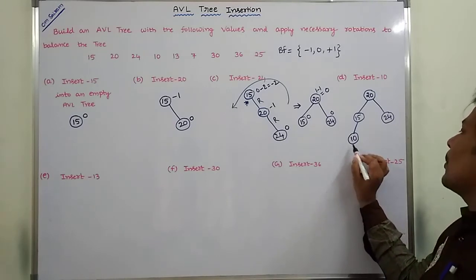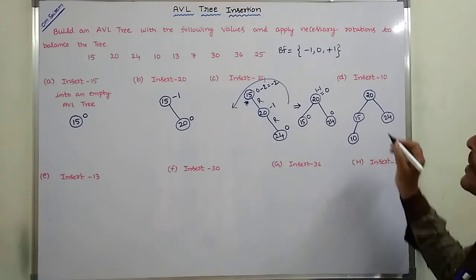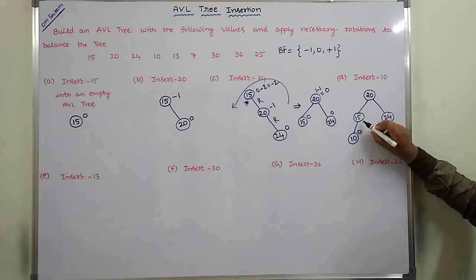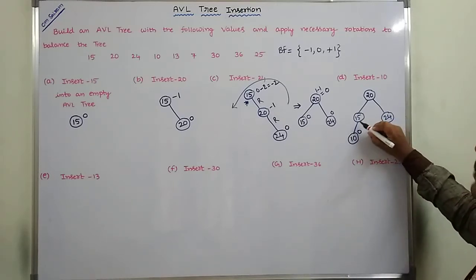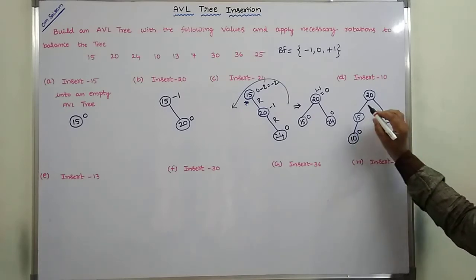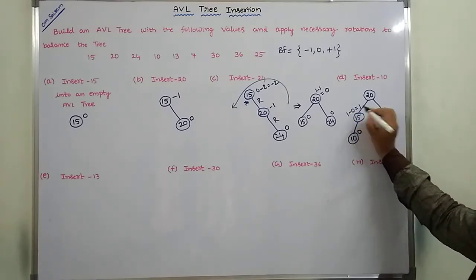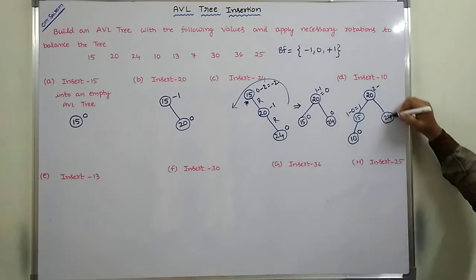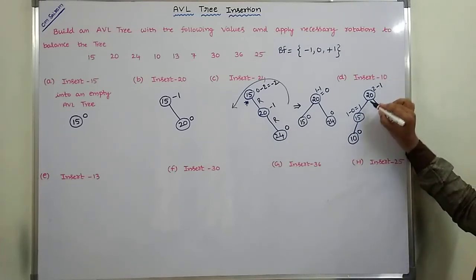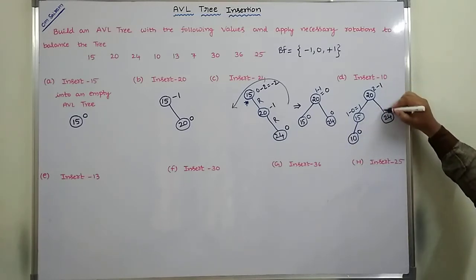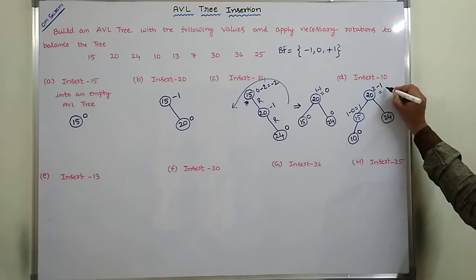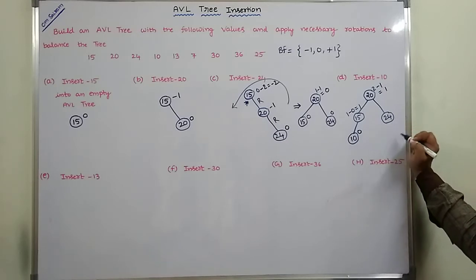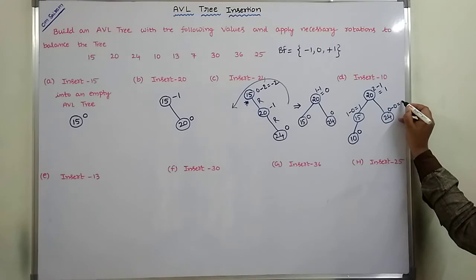For node 10, there is no left subtree, there is no right subtree. Height of left subtree is 0, height of right subtree is 0. 0 minus 0 is 0. Next, for 15, the height of the left subtree is 1 and the height of the right subtree is 0, so 1 minus 0 is equal to 1. Next, for node 20, the height of the left subtree is 2, meaning 1 edge, 2 edges, minus the height of the right subtree, which contains 1 edge. So 2 minus 1 is equal to 1. Next, for node 24, the height of the left subtree is 0, the height of the right subtree is 0, 0 minus 0 is equal to 0.